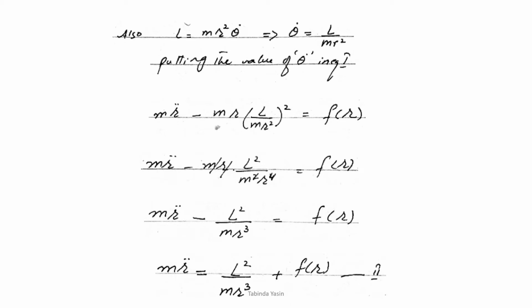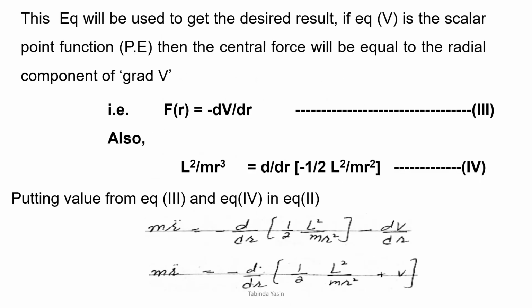Now moving to the next step, the equation will be used to get the desired result. If the potential energy V is a scalar point function, then the central force will be equal to the radial component of grad V, or we can say that the force is equal to the negative gradient of V. So that can be written as f of r is equal to minus dV over dr, giving that equation number 3.